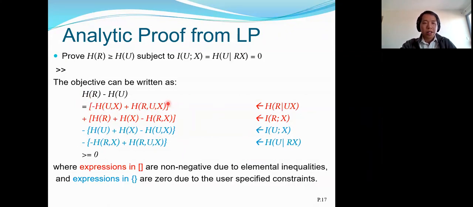Notice that the first two terms here are coming from the elemental inequalities. They can be rewritten as Shannon's information measures. This is basically conditional entropy, and this is mutual information, and we know that they are non-negative. For these two terms, we have a negative sign here, but they are actually equal to 0 because they are the given equality constraints. So that's why we can put down larger than or equal to 0 here. This is how we get a proof from the linear program.